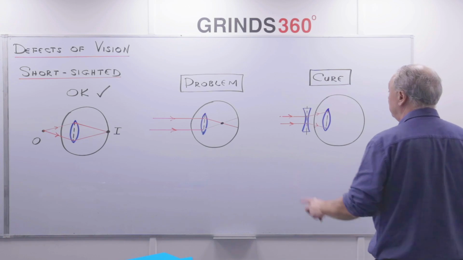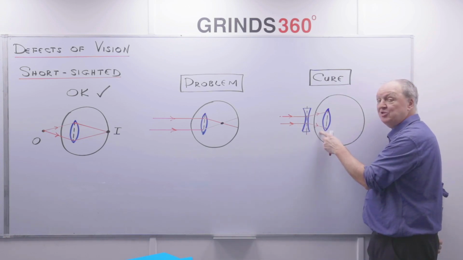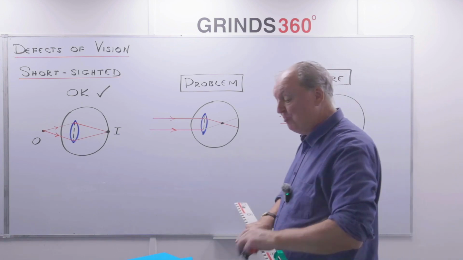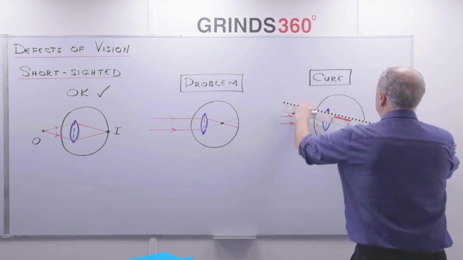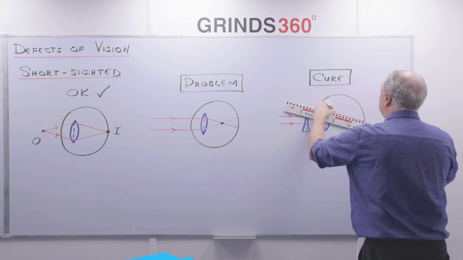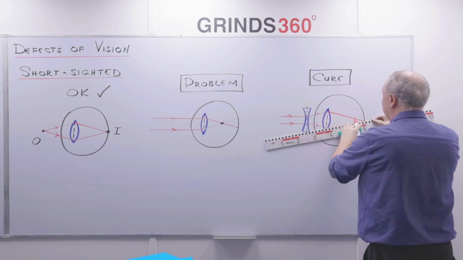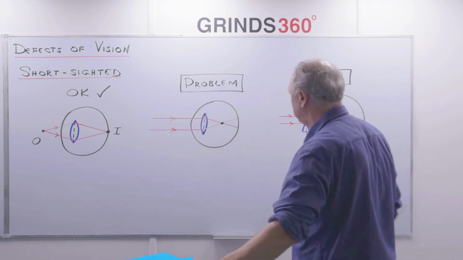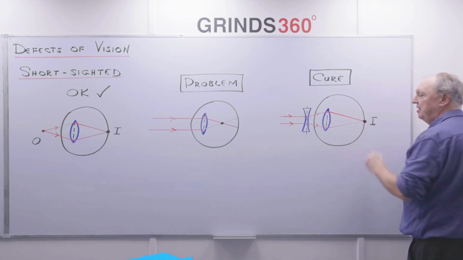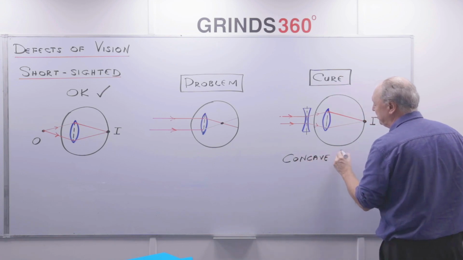So I'm actually looking at a distant object, but it now appears like I'm looking at an object close by. My lens has no problem focusing those. My lens is powerful enough to bend them down, and when they bend down, they're going to hit and come together exactly at the retina. So the cure for a short-sighted person is a concave or a diverging lens. So you need to remember that.